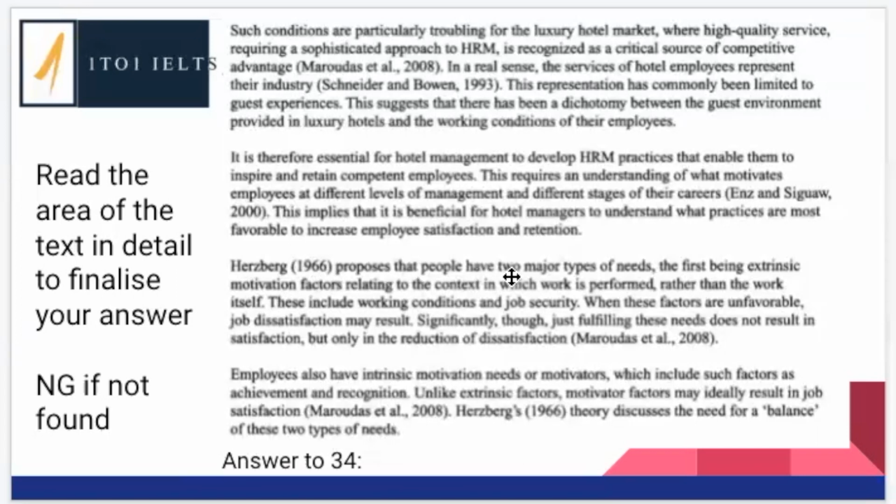So Herzberg proposes that people have two major types of needs. The first being extrinsic motivating factors, big fancy vocabulary we don't need to understand yet, relating to the context rather than the work. These include working conditions and job security. When these factors are unfavorable, job dissatisfaction may result.